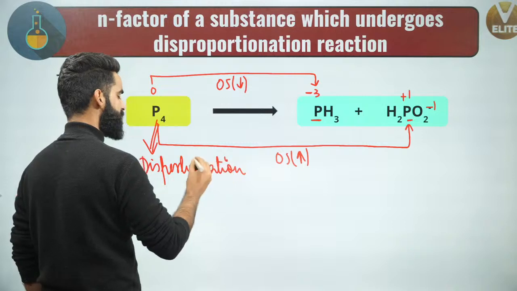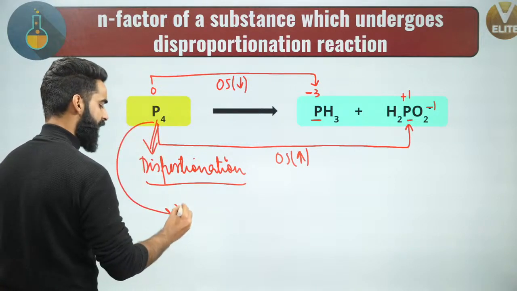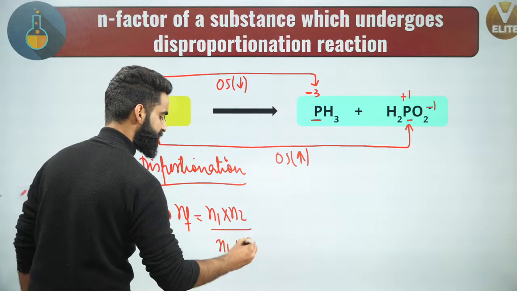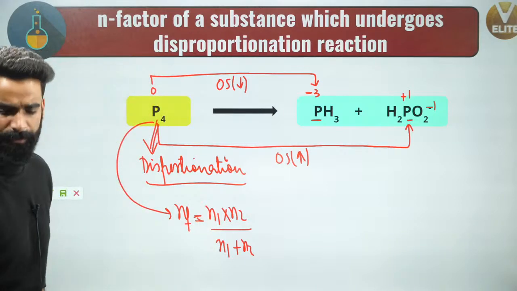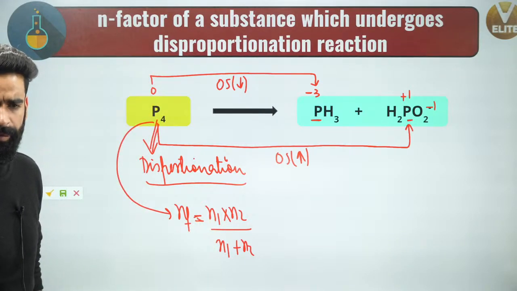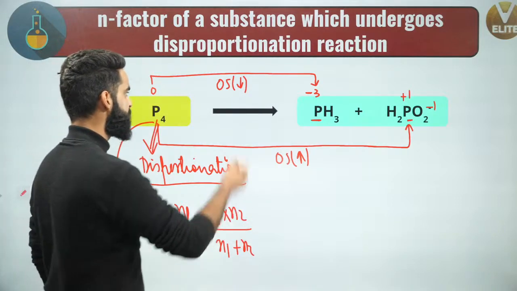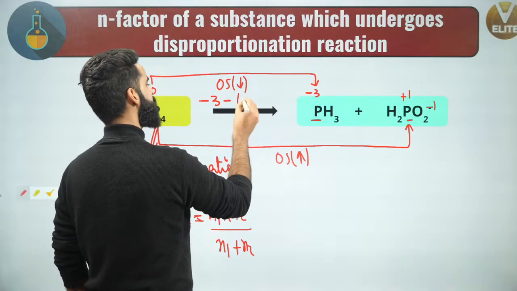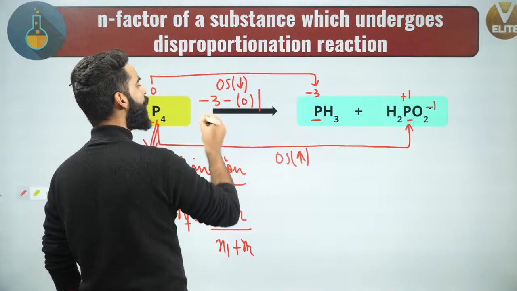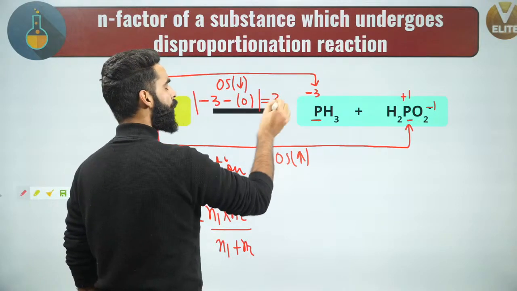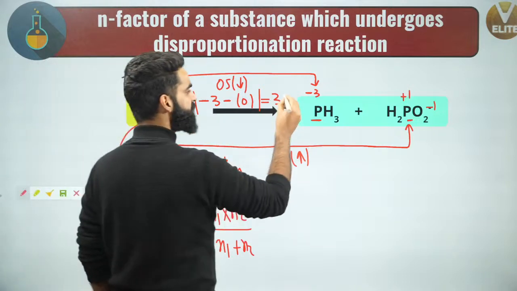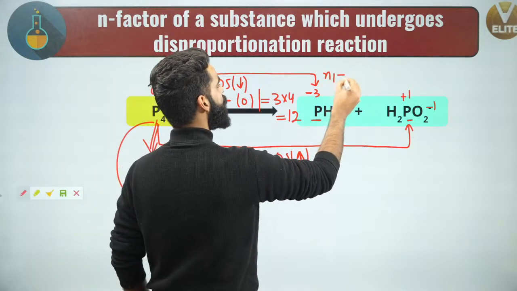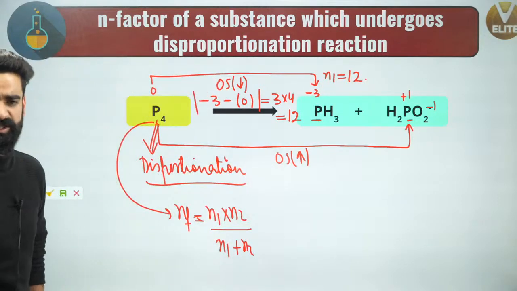P4 is undergoing disproportionation. If P4 is undergoing disproportionation, how do I calculate its N factor? It's going to be simply N1 times N2 divided by N1 plus N2. Now the point is, how do we calculate N1 and N2? Very simple. N1 value is 0 to -3. What is the change? Change is final oxidation state minus initial oxidation state. Take the mod, and the value you get is 3. This 3 is the change in oxidation state for 1 phosphorus, but I have 4 phosphorus, so I'll multiply it by 4. So 3 fours are 12. So the N1 value you got is 12. Now let's talk about the N2 value.